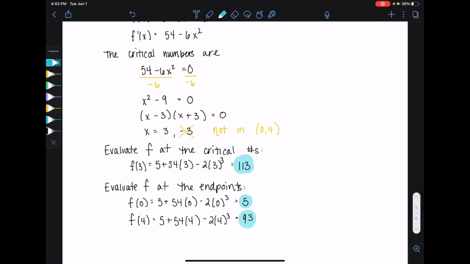Okay. From all of these possibilities now, I go ahead and look at what's the biggest, and that's 113. So this is the absolute max. And the smallest is 5, so that is the absolute min. Okay. In our next section, we're going to see another application of derivatives, which is also going to be 2 more theorems, and we're going to keep talking about these extreme values as well.